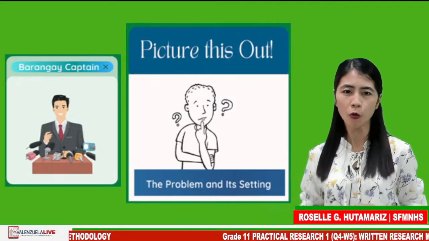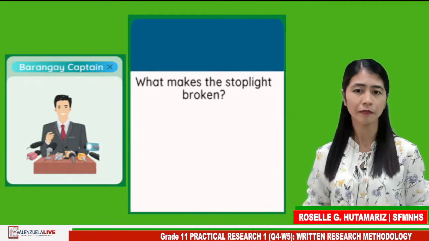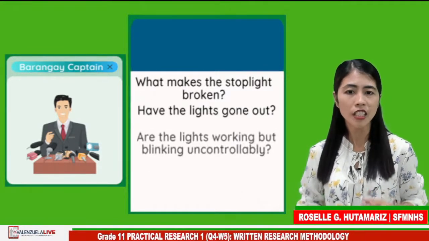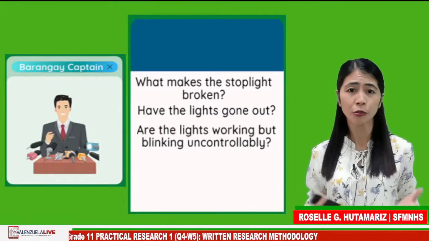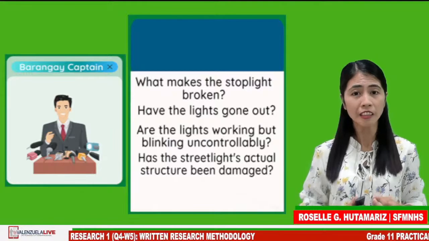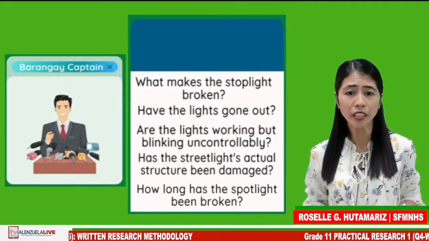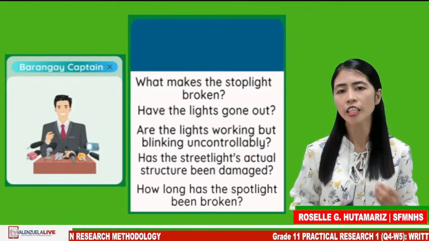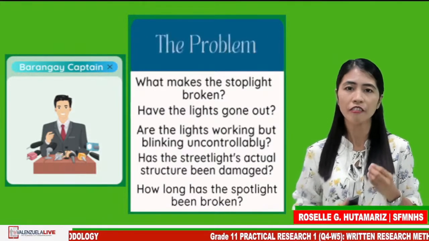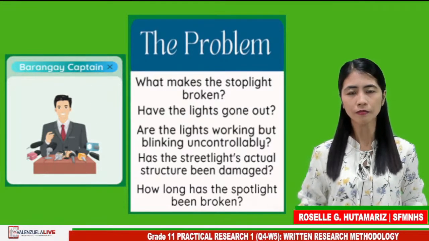You would, of course, ask what makes the stoplight broken. Have the lights gone out? Are the lights working but blinking uncontrollably? Has the streetlight's actual structure been damaged? How long has the stoplight been broken? These are the details you need to know in order to understand fully what the problem looks like.